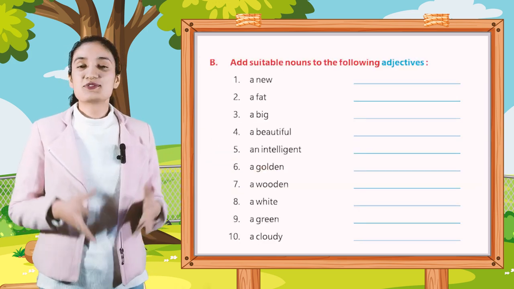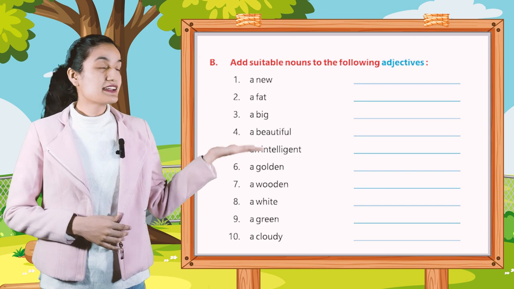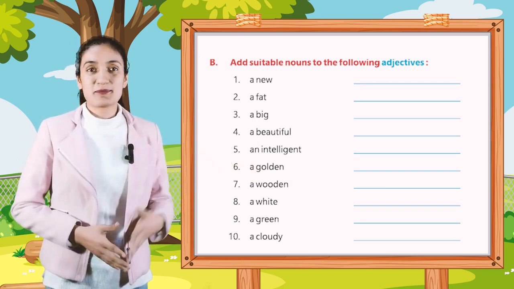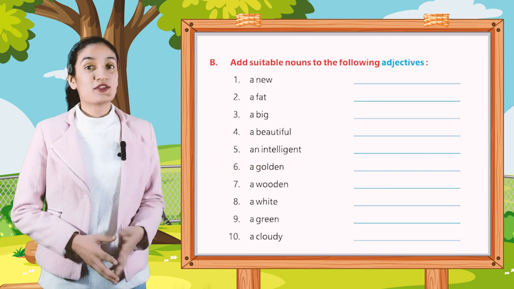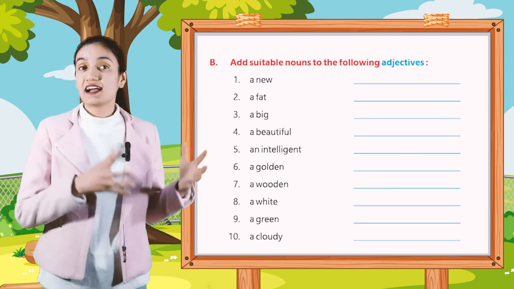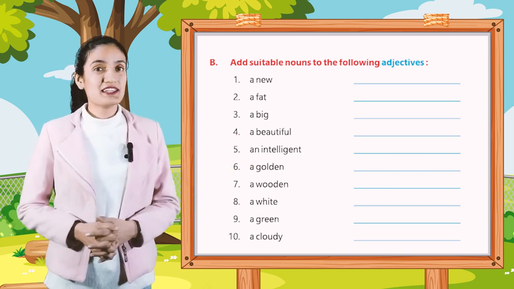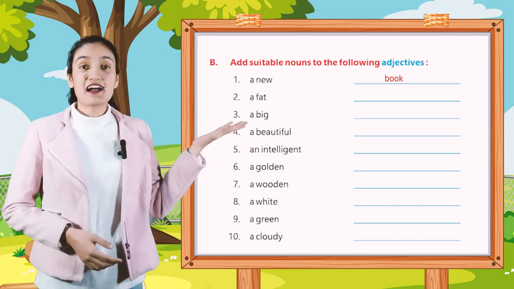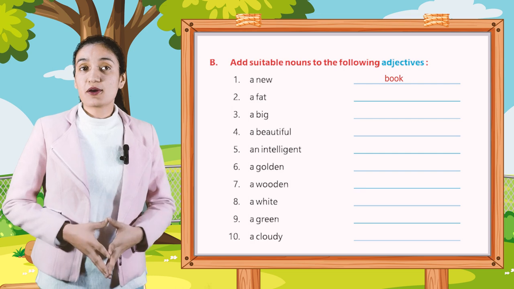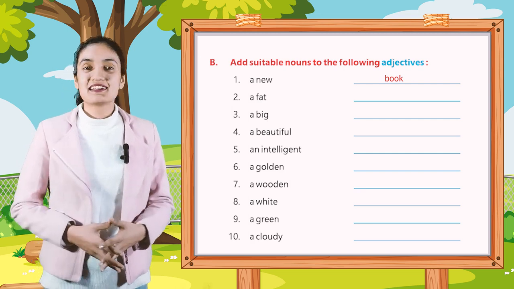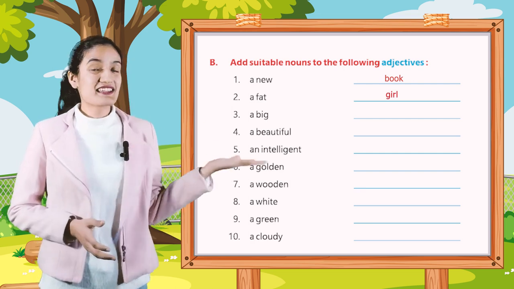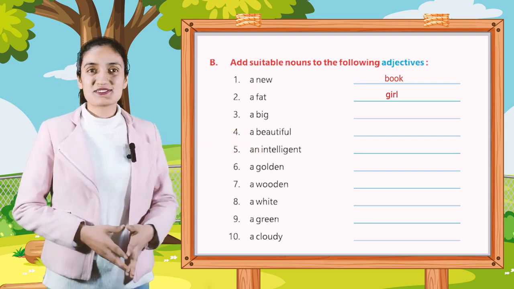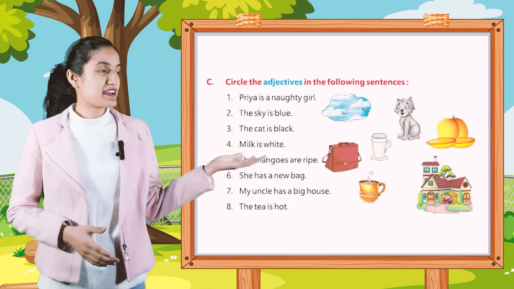Add suitable nouns to the following adjectives. Here are some adjectives given and you have to add suitable nouns to them. First, a new. So, we have to add a noun. So, what could it be? Yes, it could be a new book. Second, a fat. A suitable noun for it could be a girl, a fat girl. You have to add suitable nouns to these adjectives. Come to the next part.